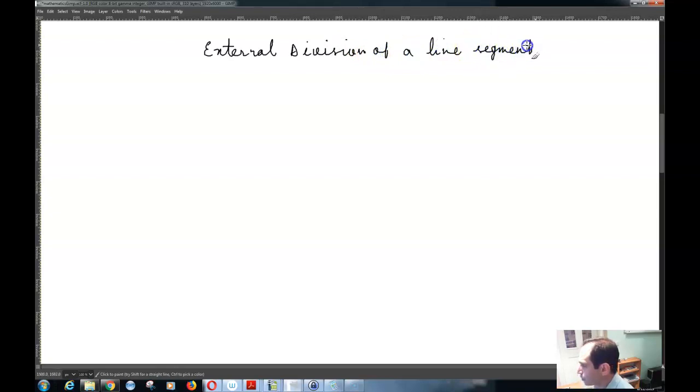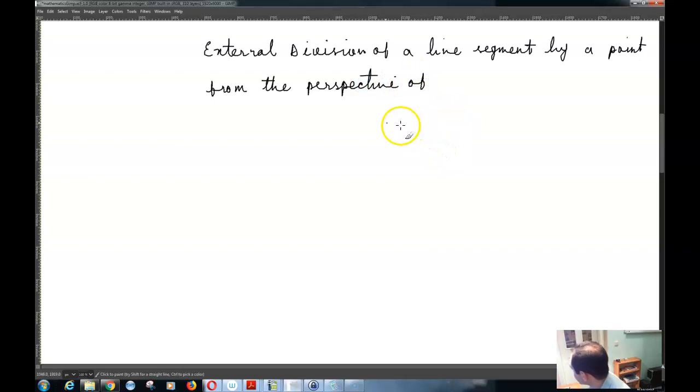Now what we can do is that we can basically revisit the problem of external division of a line segment by a point from the perspective of the coordinates.